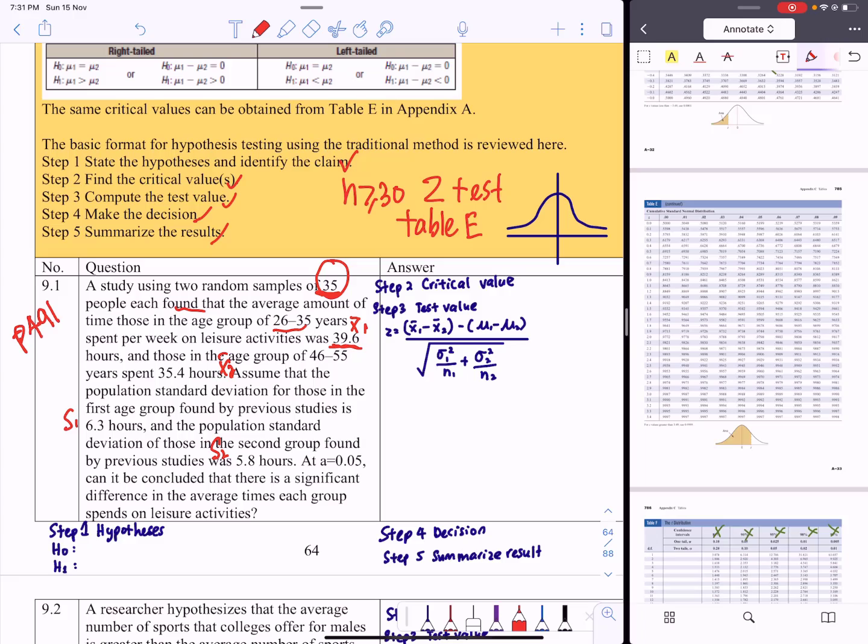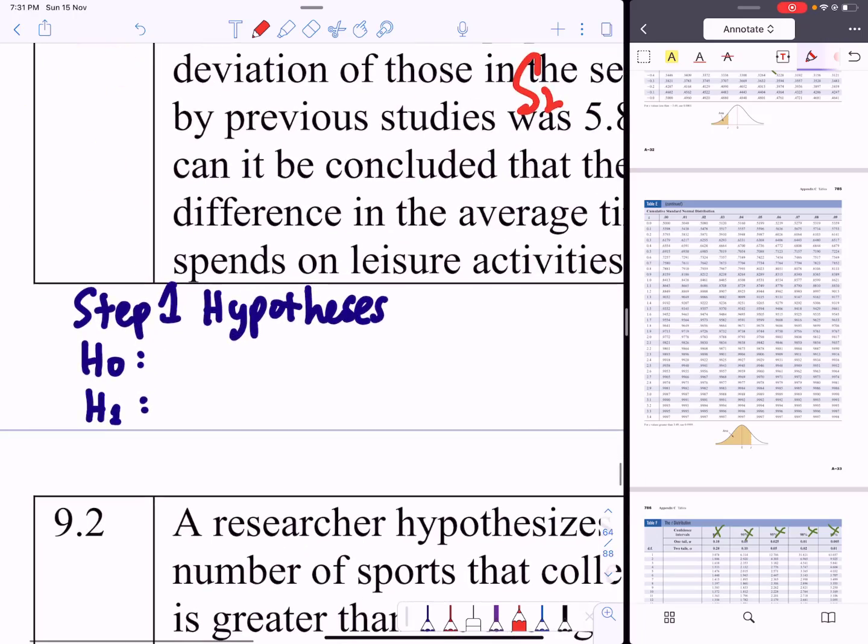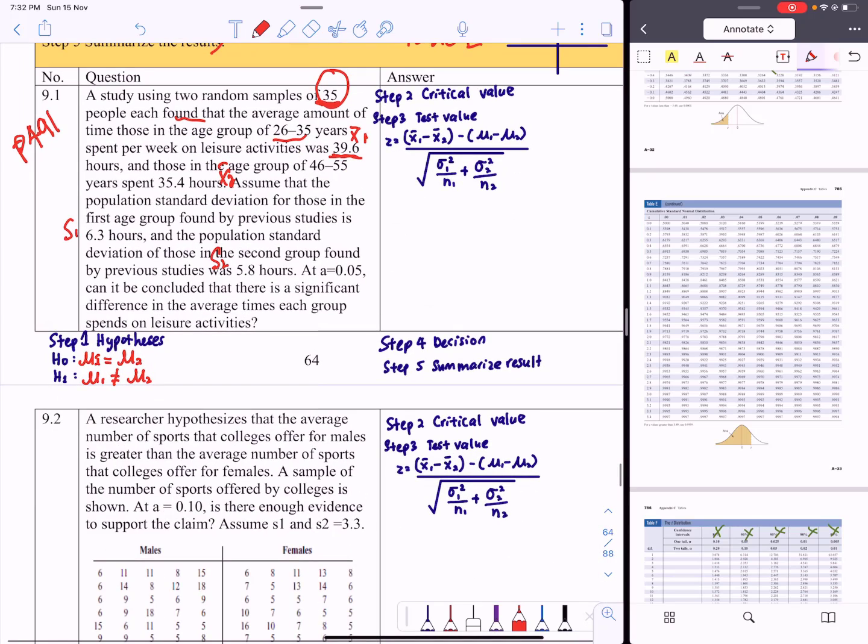First of all, we do step 1, the hypothesis. We need to state the hypothesis. For the null hypothesis, mean 1 equals mean 2. The alternative, mean 1 is not equal to mean 2. There is no statement about less or greater, that means it is not equal. Hopefully you understand.